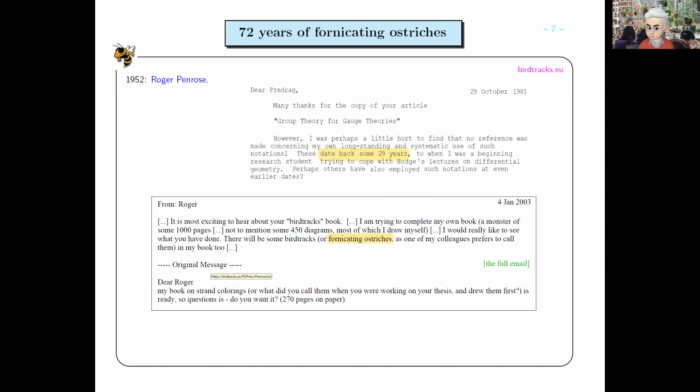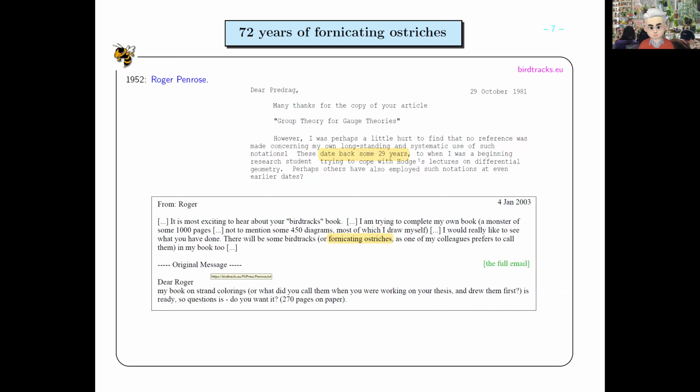And then when I finally wrote a whole book about it, and maybe I'll explain why it requires writing a book, he said this was not Birdtracks. This was fornicating ostriches, and it's an email from him. So I washed my hands of it. So aren't you happy you are at the Birdtracks meeting and not at the fornicating ostriches meeting?